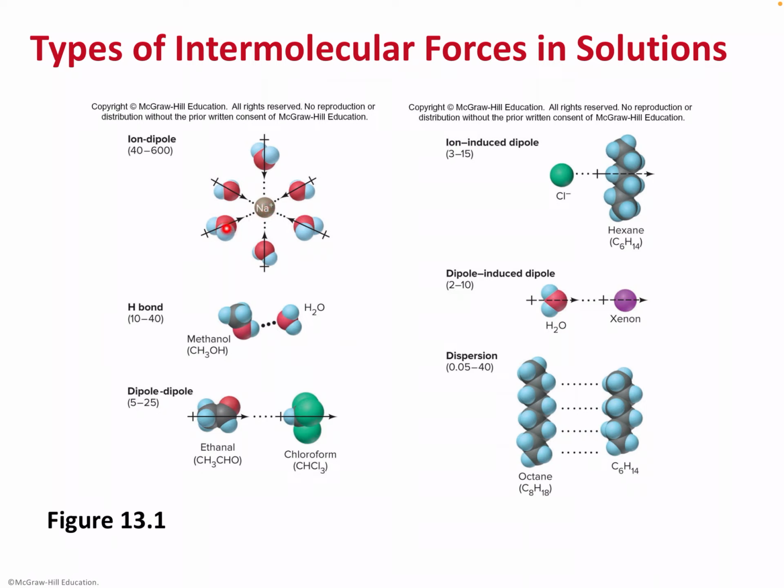Okay, and then ion-dipole interaction has energy 40 to 600. I believe it's kilojoules per mole in terms of unit. Okay, and then we have hydrogen bonding. You remember hydrogen bonding takes place when hydrogen is bonded to oxygen, nitrogen or fluorine, highly dense small atoms. In water, hydrogen is connected to oxygen. So water can have hydrogen bonding.